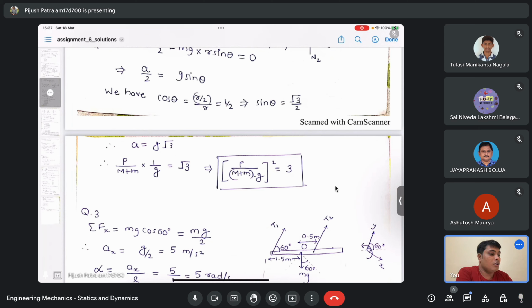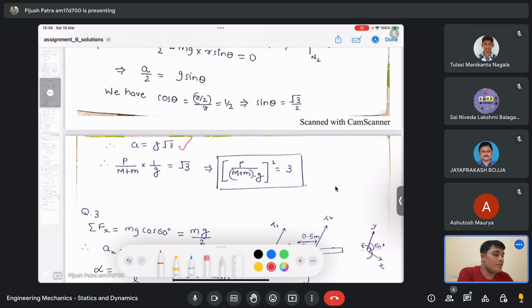So that means a equals g root 3. If you do that, it is coming as 3. Fine. Did you understand the basic philosophy? That is important, that you now have two components.